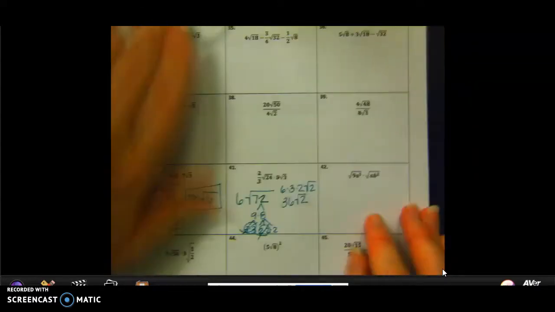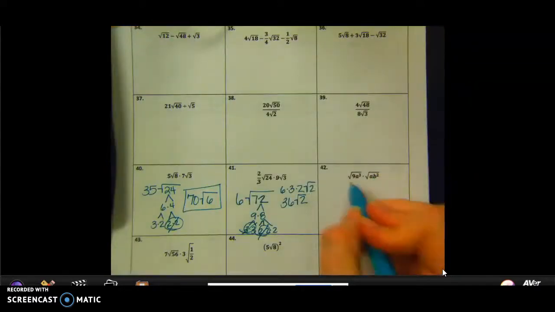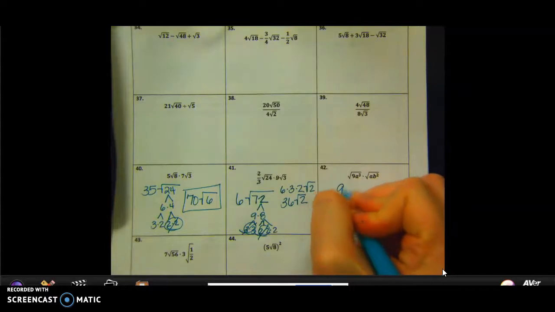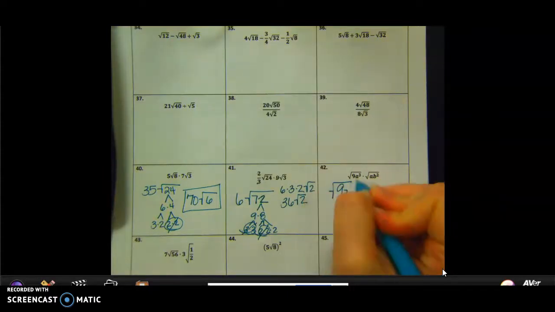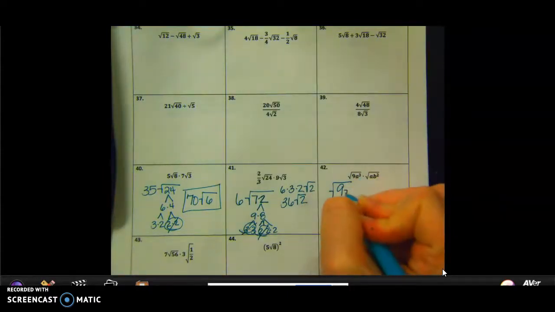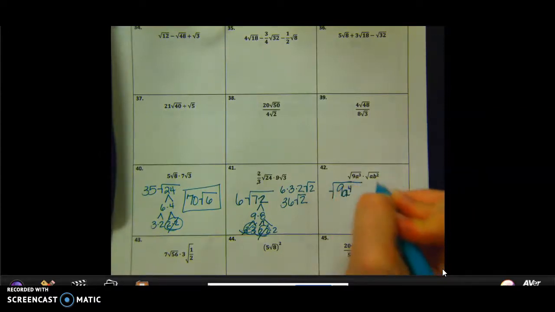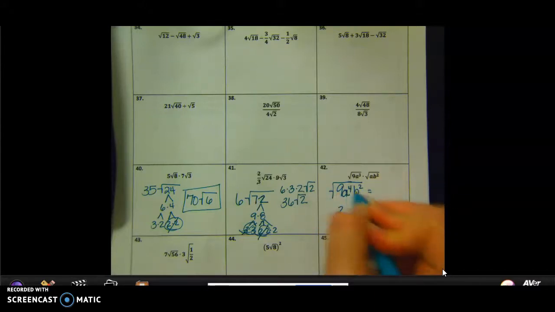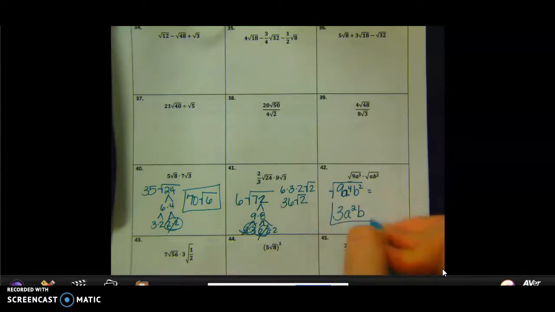Number 42, we've added some variables in here. So inside times inside, I get square root of 9, a to the third times a, which remember exponent rules, you add exponents, and then b squared. Square root of 9 is 3. Square root of a to the fourth is a squared. Square root of b to the second is just b. Nothing left in the radical.